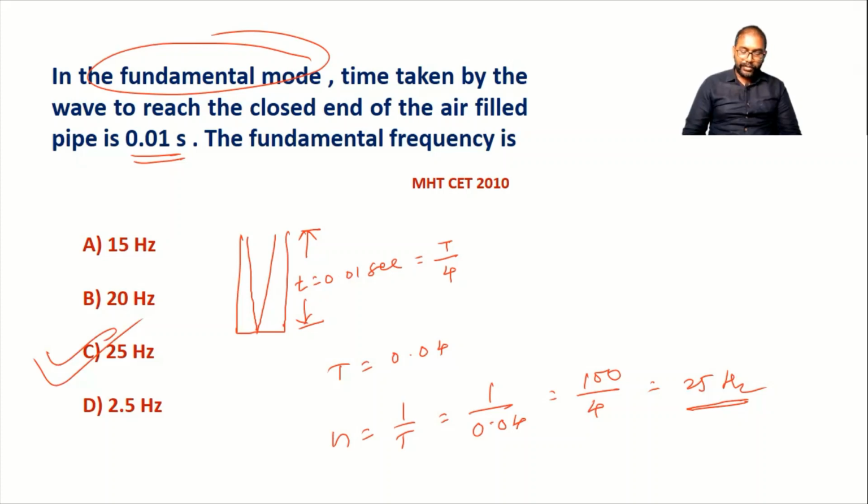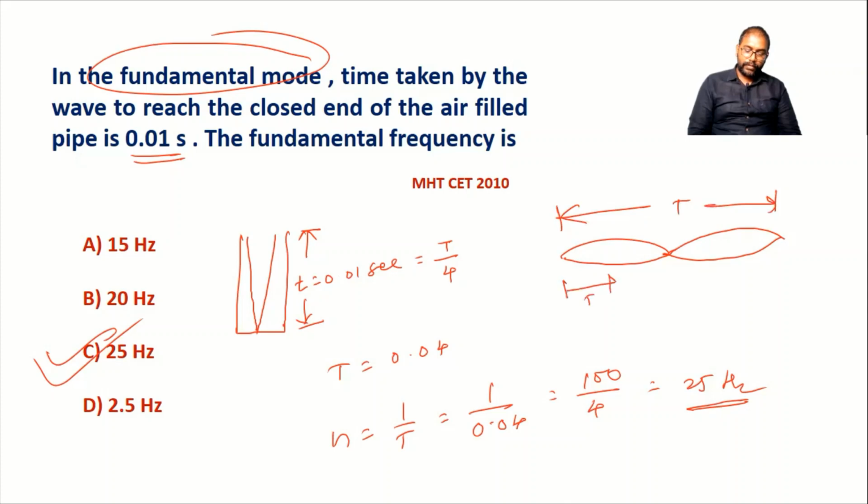Now how is it T by 4? Listen here. This is a T. So this part is T by 4, this is T by 4 again, this is T by 4, and this part is again T by 4. So the total is T.